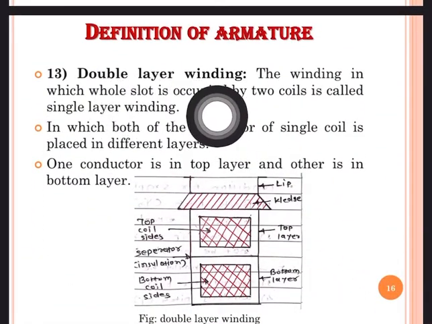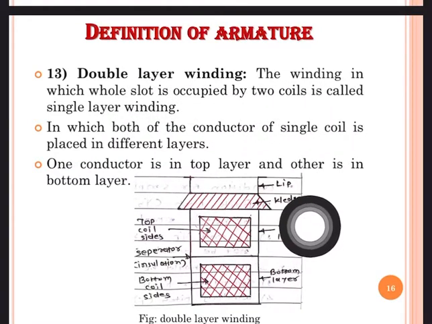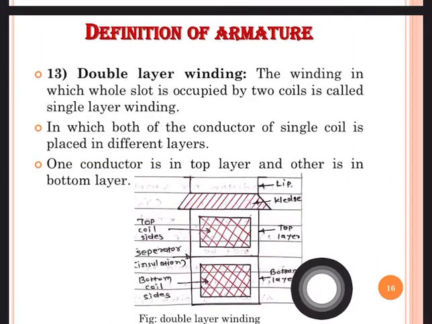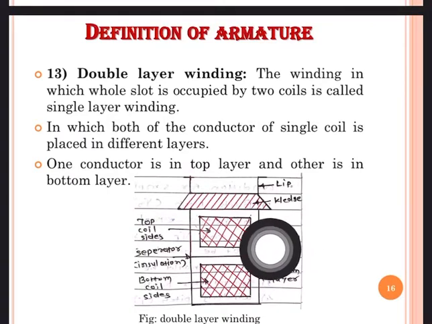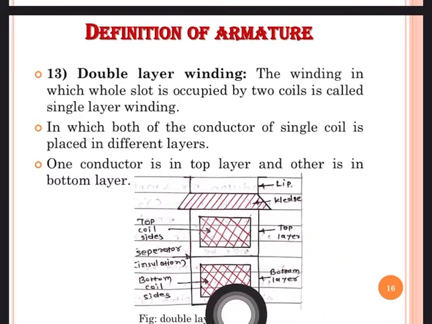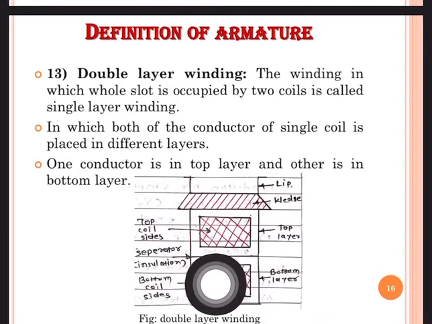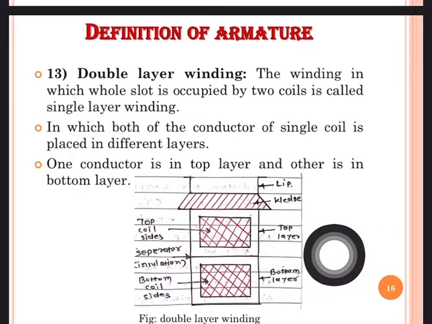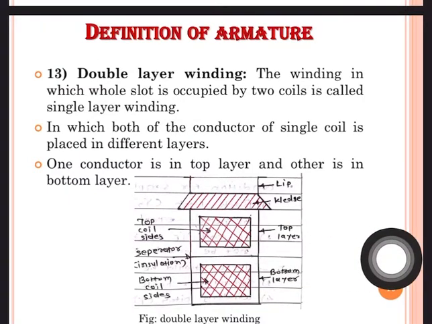Now double layer winding. From the name we can simply imagine that it has two layers. First one is the top layer and second one is the bottom layer. Wedge and lip are also there. In the top layer, the top coil side or top conductor is there, and in the bottom layer, the bottom coil side or bottom conductor is there, and in between the top and bottom layers one separator or insulation is there because both the conductors are insulated. So this is the double layer winding.